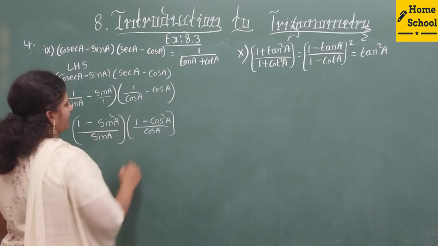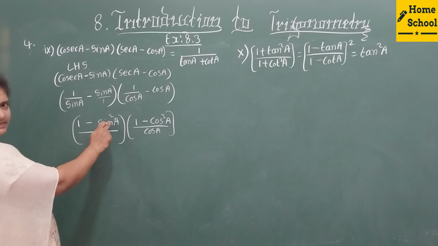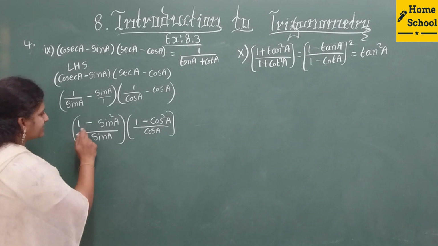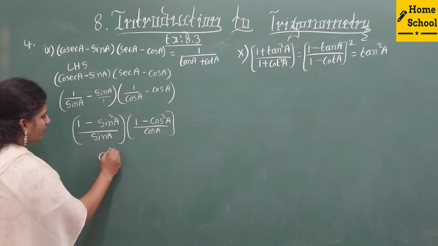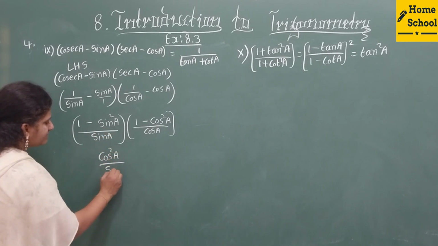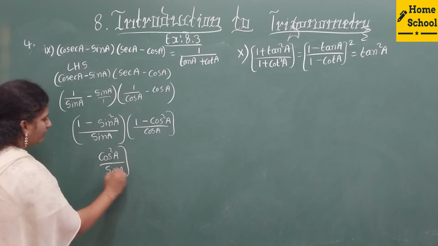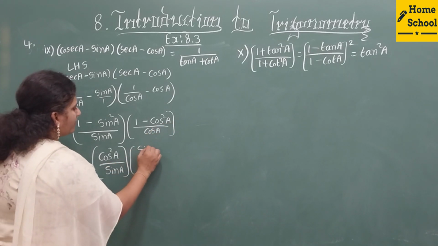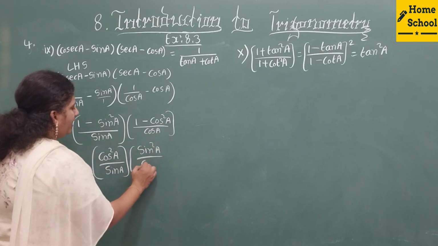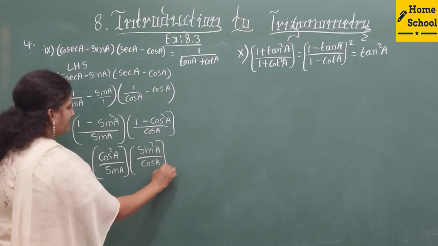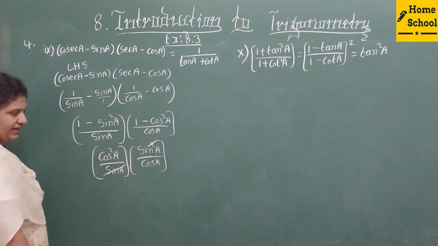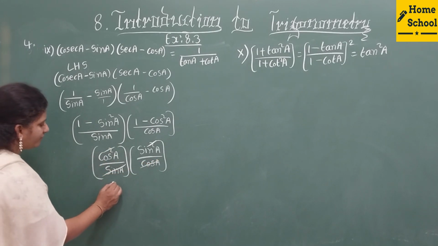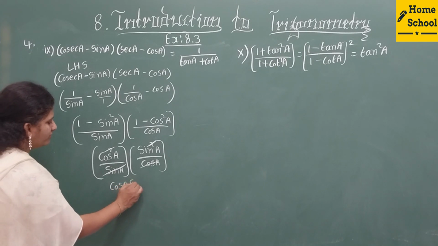One more cos A, multiply here by identities. 1 minus sin square theta is cos square theta. So here 1 minus sin square A is cos square A by sin A into, what is 1 minus cos square A? Sin square A by cos A. 1 sin A cancel. 1 cos A will be cancelled. So you are left with cos A into sin A.